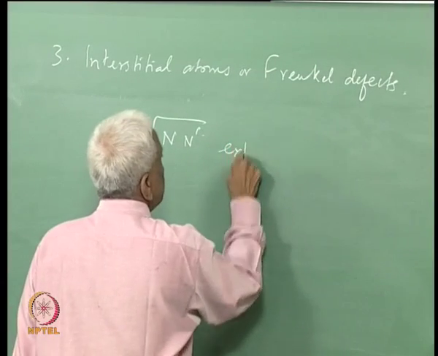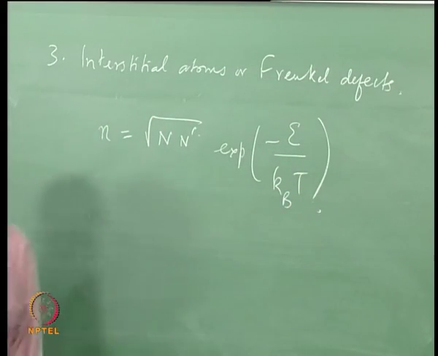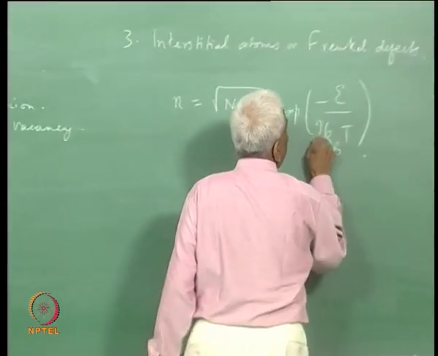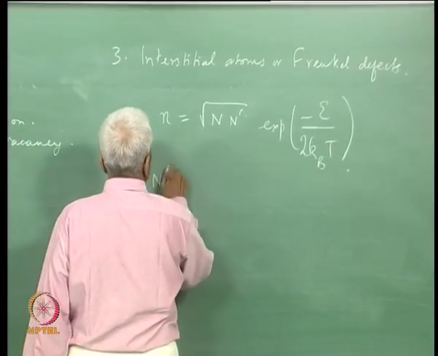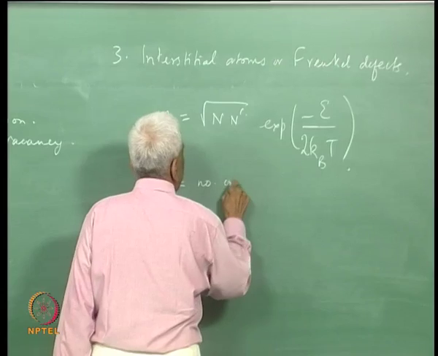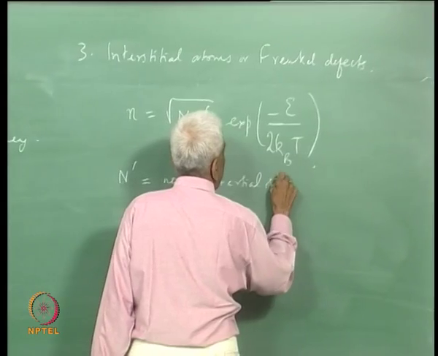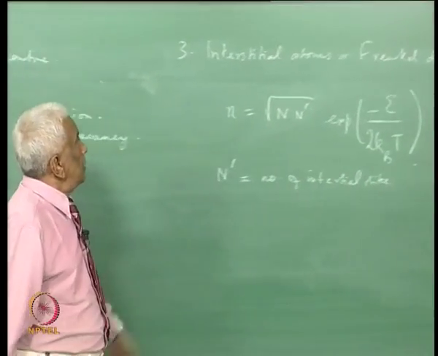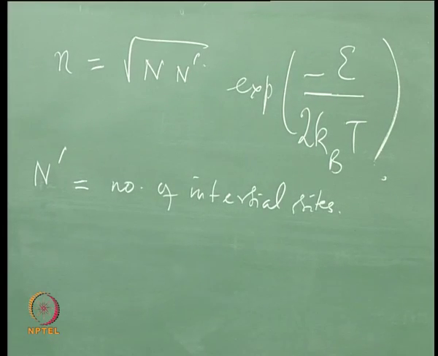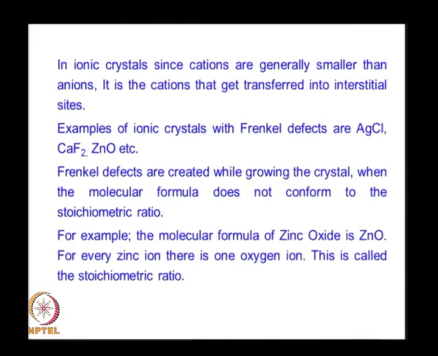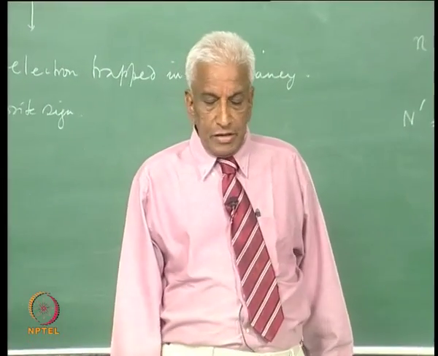n prime exponential minus E by kBT. Now, n prime is the number of interstitial sites. This is because the pushing of this restores charge balance, and that is a constraint which has to be used in conjunction with the minimization process of the free energy.